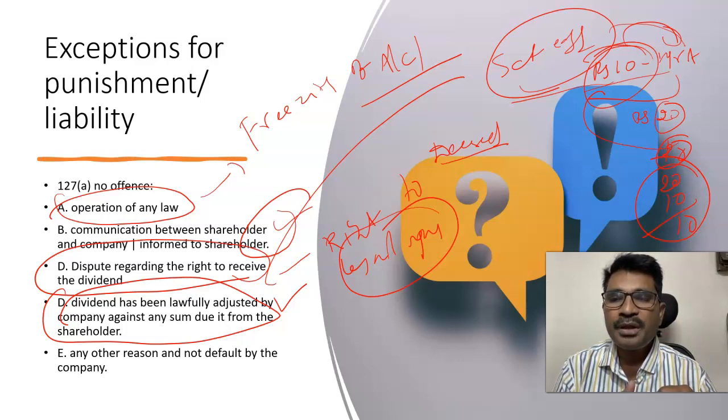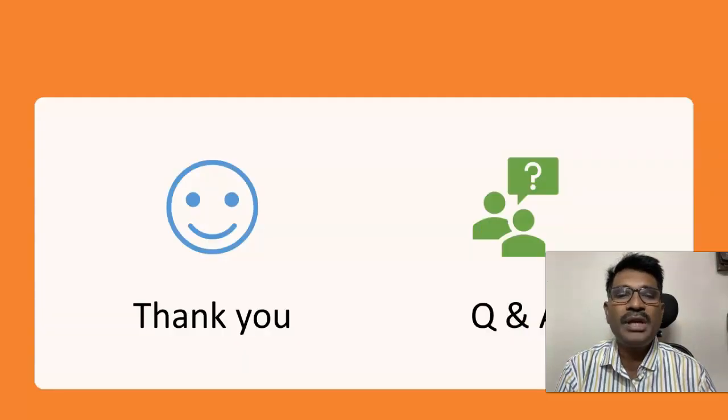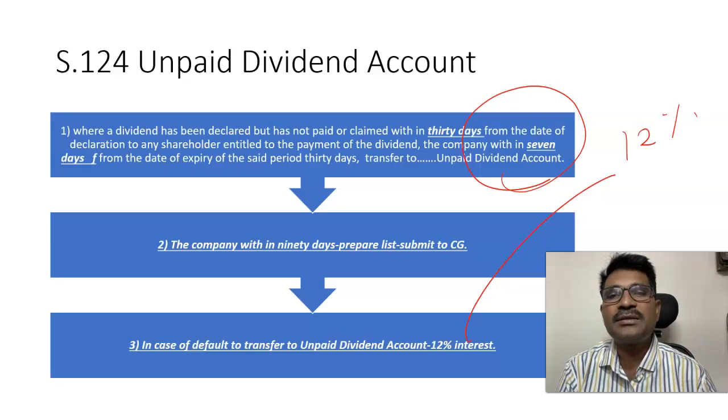Point number C, any other reason and the default not being by the company. So this is where the last clauses are. So when we see section 127, there is a penalty which comes about, the fine as well as 2 years imprisonment, and also we have the provision of the exception to liability. So now recapitulate again what we discussed.